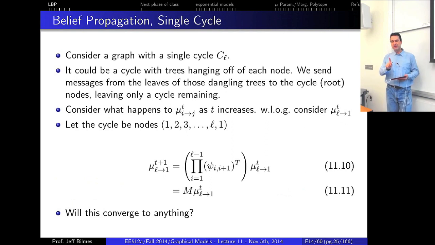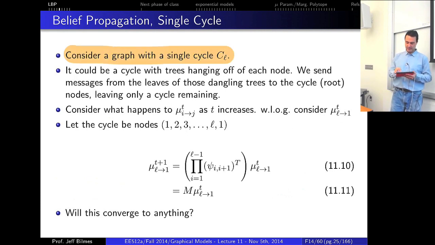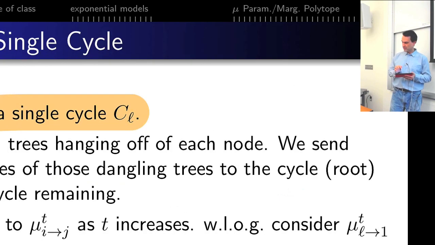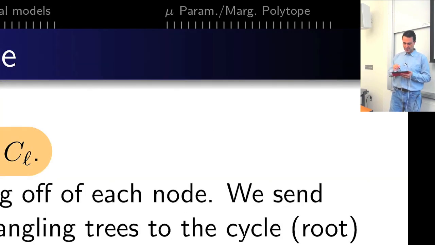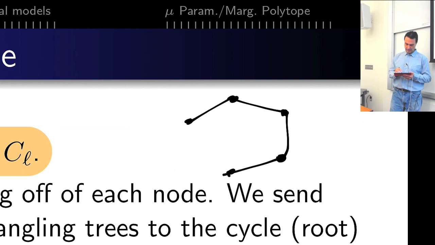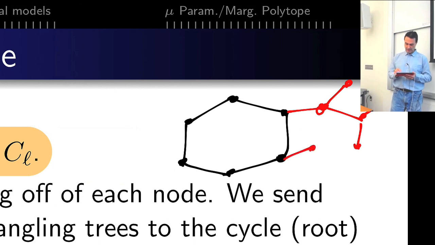So first of all, let's start. This is an important thing because let's start with a graph with a single cycle. Now what does that mean? Maybe I just want to draw this figure here. It might mean that we really do have a single cycle. Or it could also mean that it's not just a single cycle, but off of every node we have, say, a tree hanging off of every node.